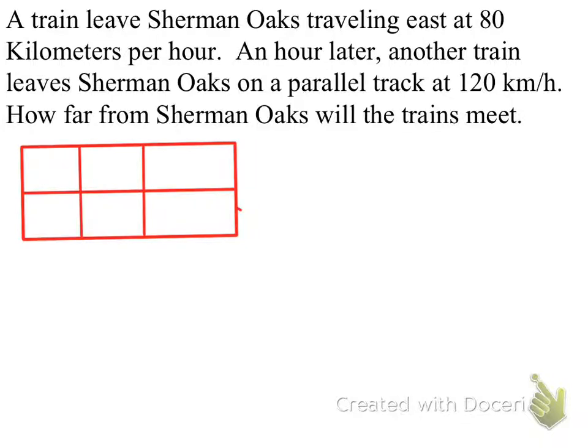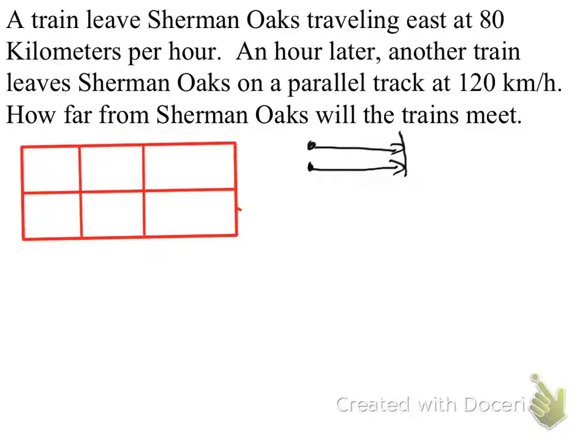Okay, what does our drawing look like? Train leaves Sherman Oaks traveling east at 80 kilometers per hour. An hour later, another train leaves Sherman Oaks on a parallel track at 120 kilometers per hour. How far from Sherman Oaks will the trains meet? Sabine, what kind of diagram am I drawing? A race. So we have one that starts and it leaves, and then we have another one that starts and it leaves. And we want to know how long will it take for them to meet.